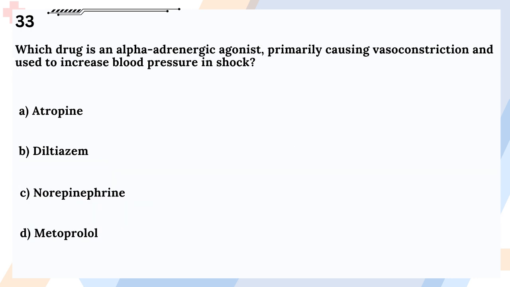Question 33. Which drug is an alpha-adrenergic agonist, primarily causing vasoconstriction and used to increase blood pressure in shock? A. Atropine. B. Diltiazem. C. Norepinephrine. D. Metoprolol.